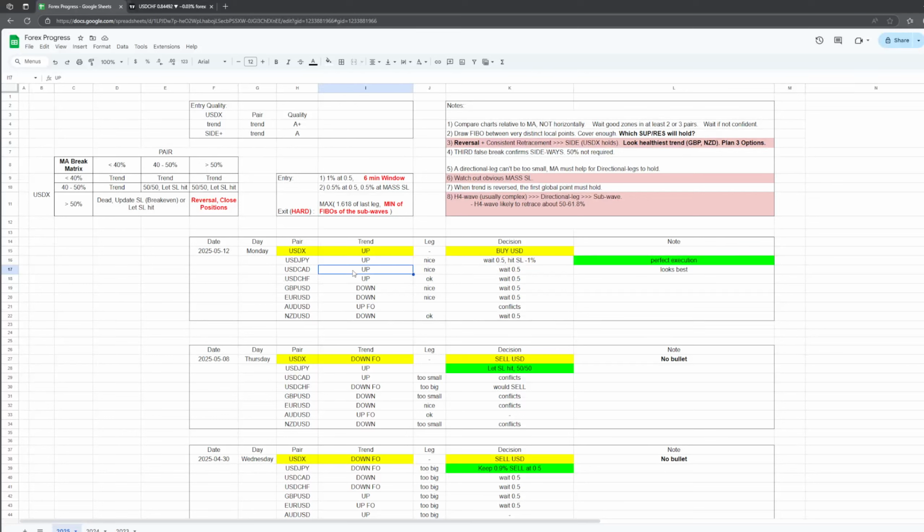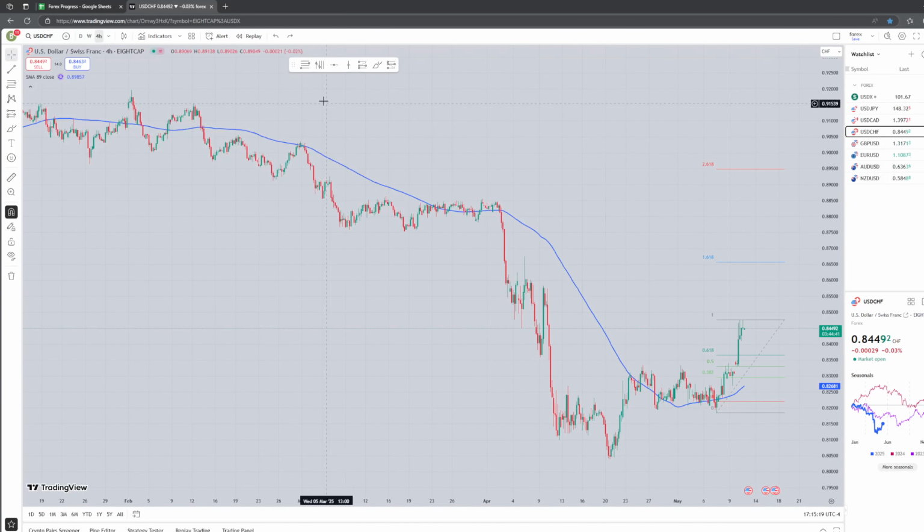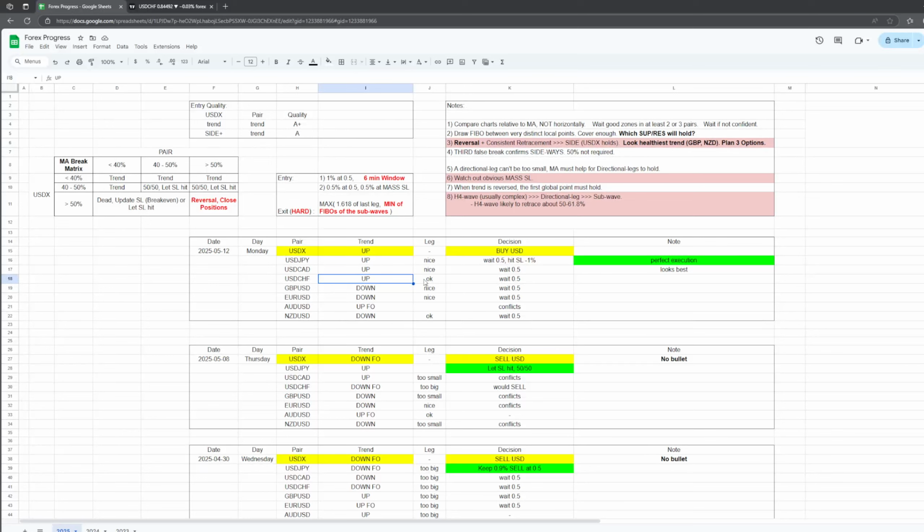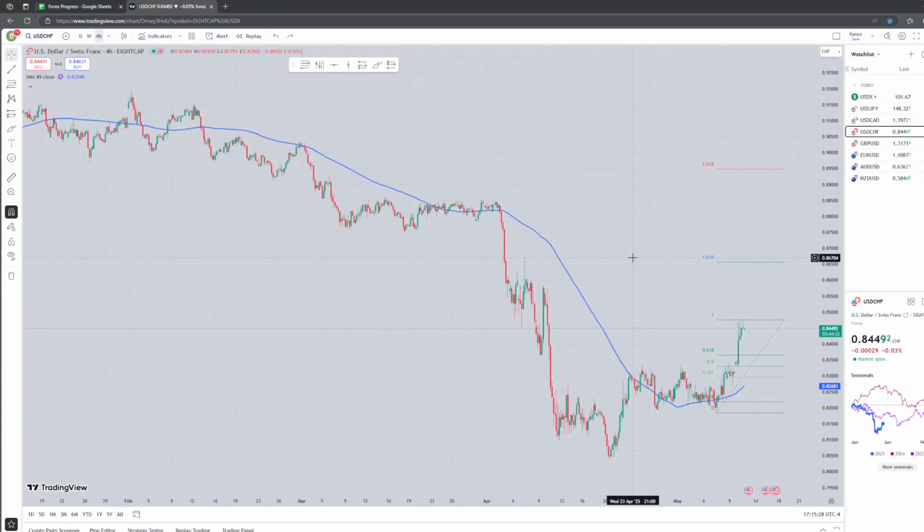So let's write it down. USD Swiss franc, trend is up, leg size is nice, and our decision is to wait for a 50% retracement.